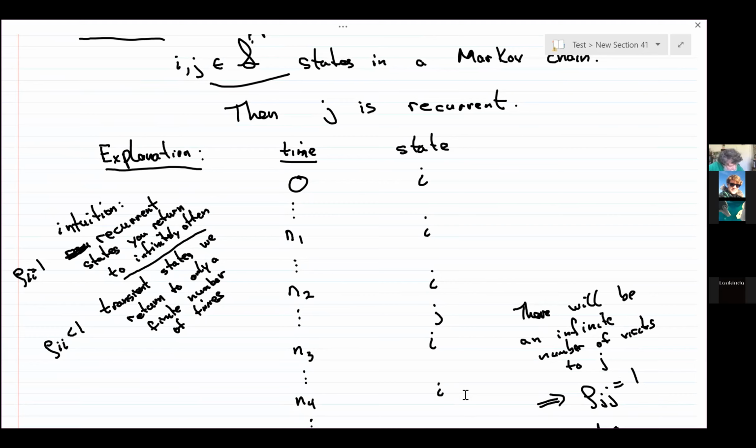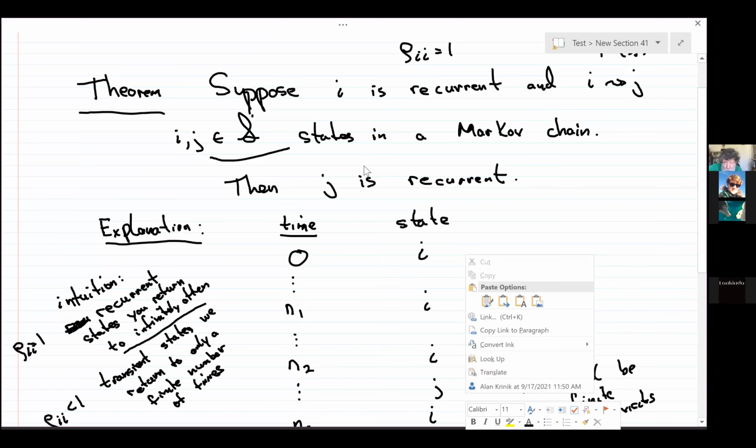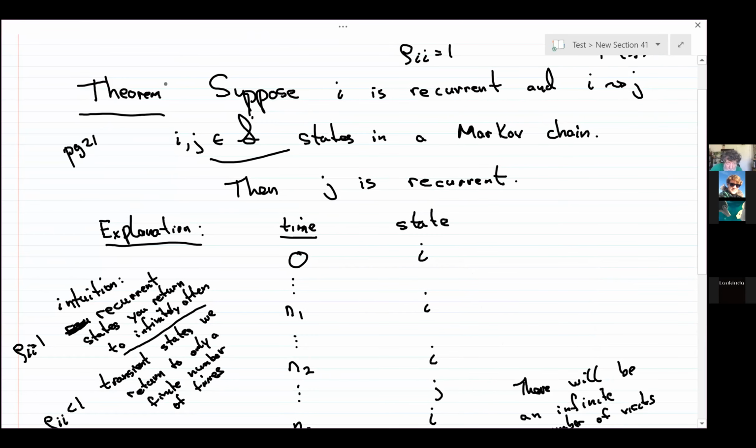There's a more precise proof, which I'll tell you about, so you can read it. Oh, actually, I'm glad I looked it up, because the theorem is a little more than what I meant. There's a little more to it. It's theorem 2 on page 21. So take a look on page 21. They got it in terms of X and Y, and I have it in terms of I and J, but that's the same thing. Let I be a recurrent state, and suppose I leads to J, then J is recurrent.